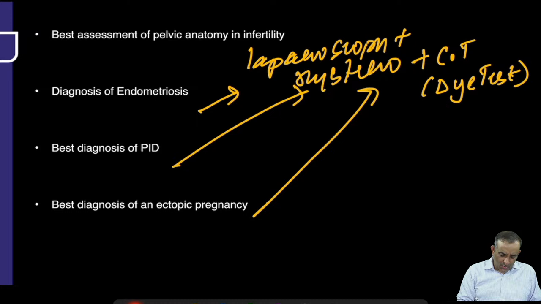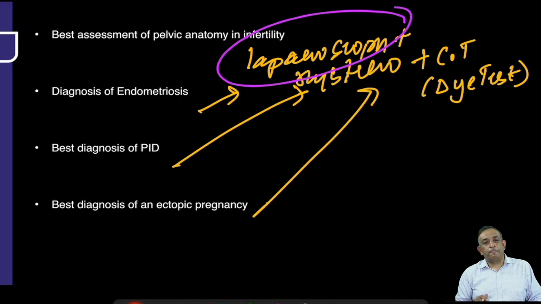So in ectopic, I will take out the hysteroscopy part. And in PID, I'll take out the hysteroscopy part. I wanted you to just concentrate on laparoscopy. So laparoscopy is the diagnosis for all of these four. Of course, in PID and in a case of ectopic, you don't have to do the hysteroscopy. So laparoscopy is the method of choice in 4-5 places, even in gynae.